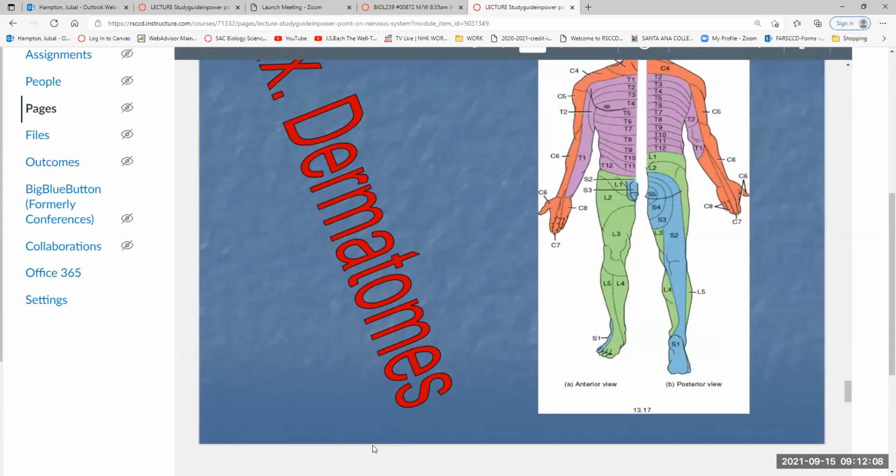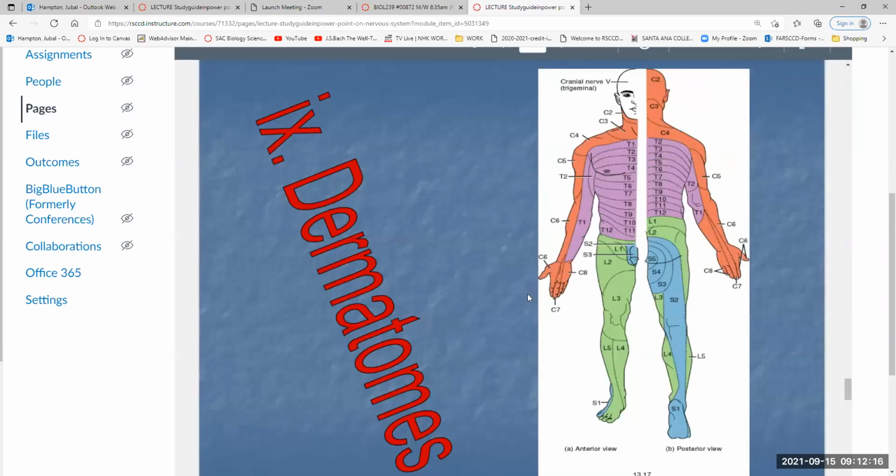Dermatomes. This is a map of sensation. Now, it's multiple colors because we're looking at different parts of our spinal cord innervating these areas. We have the cervical areas, thoracic, lumbar, and sacral. And they're all color coded to those areas.